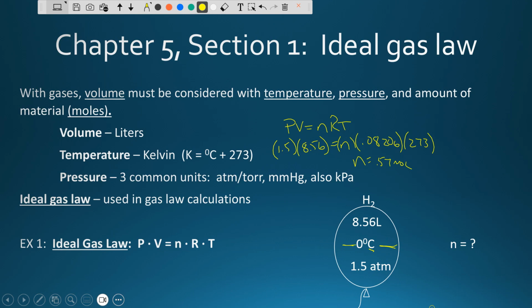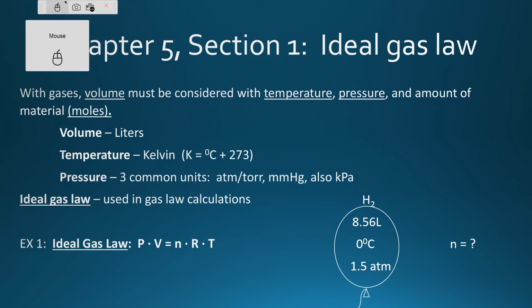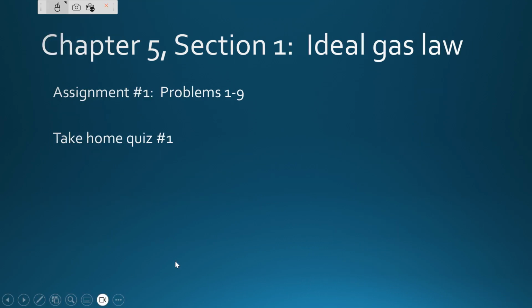I could certainly figure out, since we know what the gas is, I could figure out in grams. I would just multiply that by 2. The problem isn't asking for that, but you can see what we can do as a type of permutation to the types of questions. Okay, so that's the first one, taking a look at the ideal gas law.